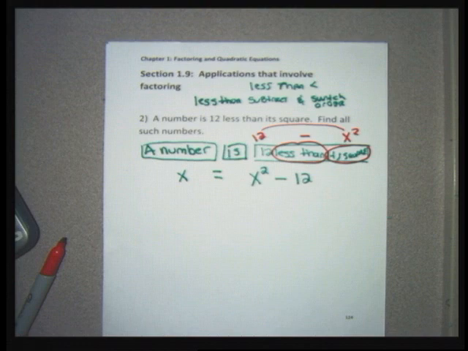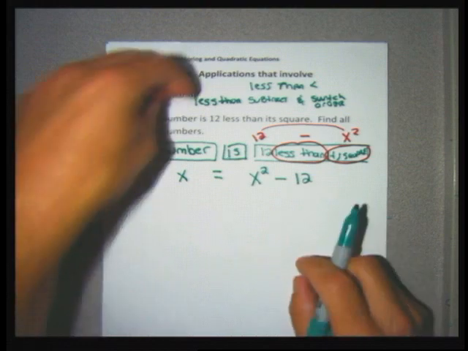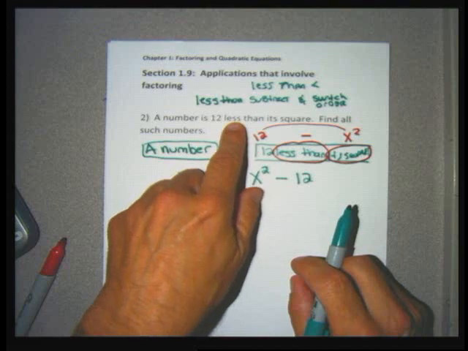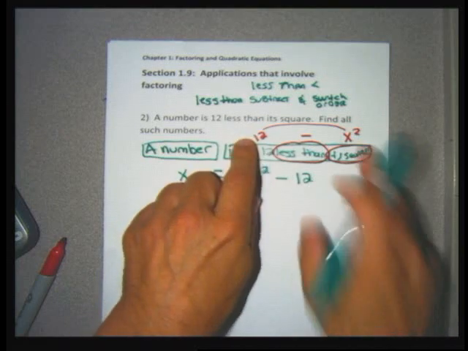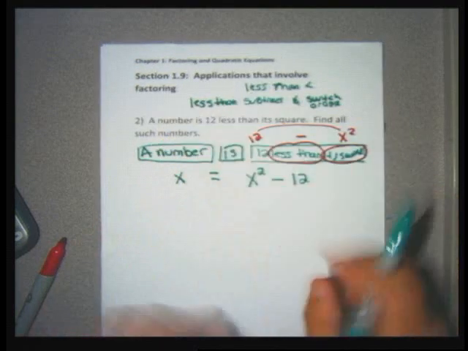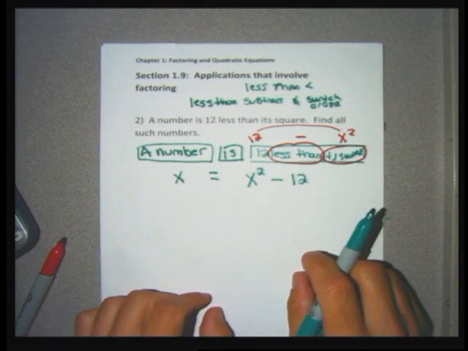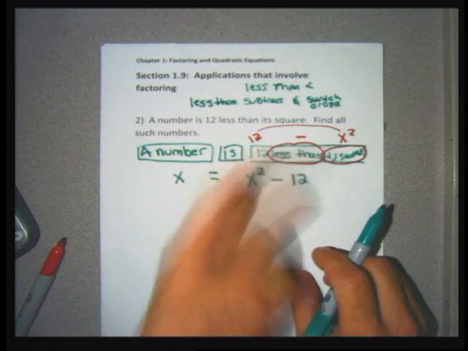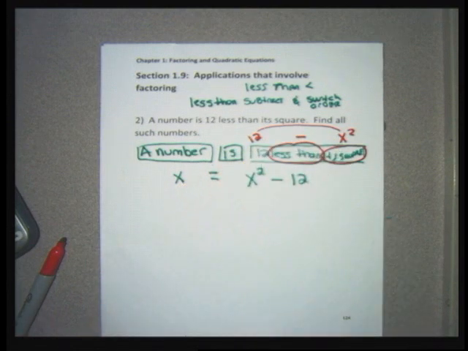I'm done now with the first sentence. I made a number into x, I made "is" into equal, and I realized that "less than" was a subtract, and it was a subtract that I needed to switch the order that the numbers or variables were given. 12 was given first, the words for x squared were given second. I flipped them and I created an equation.